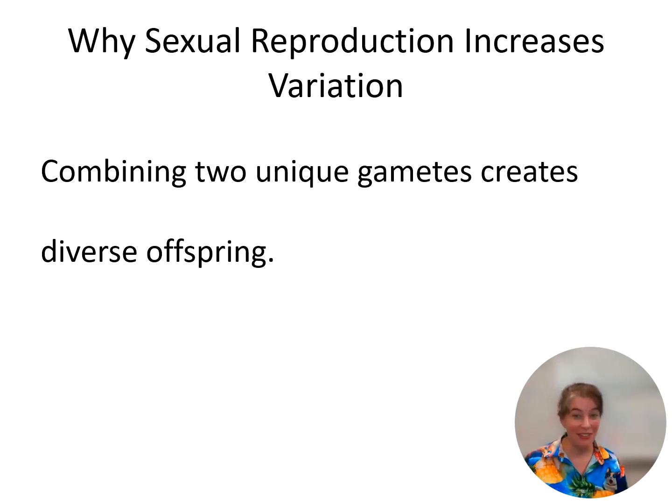So if you haven't gotten it yet, let's talk a little bit more about why sexual reproduction increases variation. Well, combining two unique gametes creates diverse offspring, which really just means your gametes, remember your egg and sperm, are sex cells, and they are haploid, meaning they only carry one set of chromosomes, the egg from the mother, the sperm from the father.